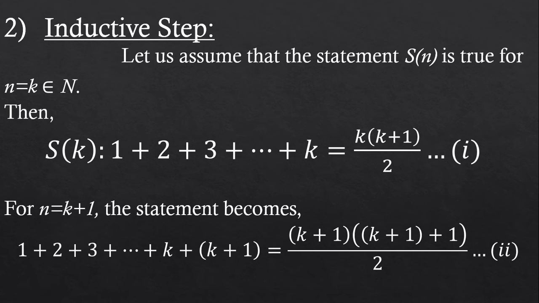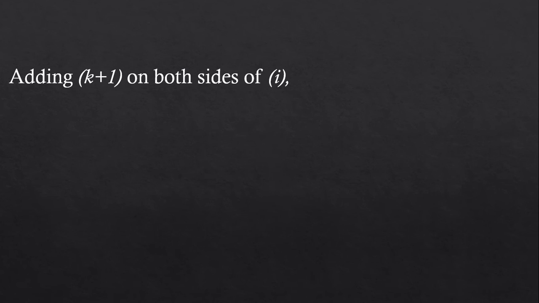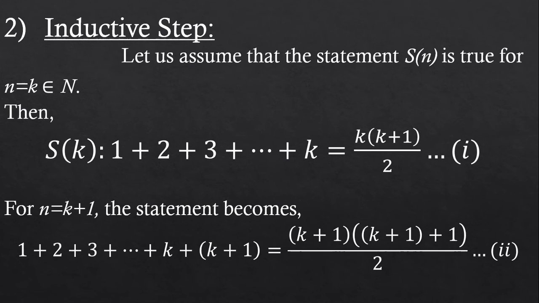You must be wondering why we put n equals k plus 1. We have to prove the statement for n equals k plus 1, so why did we do that? The reason, my friend, is we use this S of k plus 1 statement to find out what we need to do with the statement S of k to make it exactly like S of k plus 1. Here we can see that the statement S of k plus 1 has one more term than S of k, and that is k plus 1, right there.